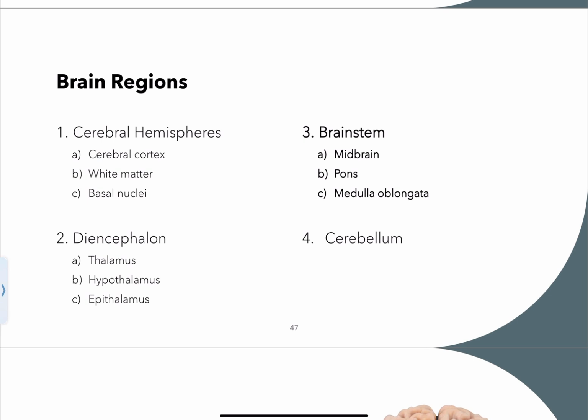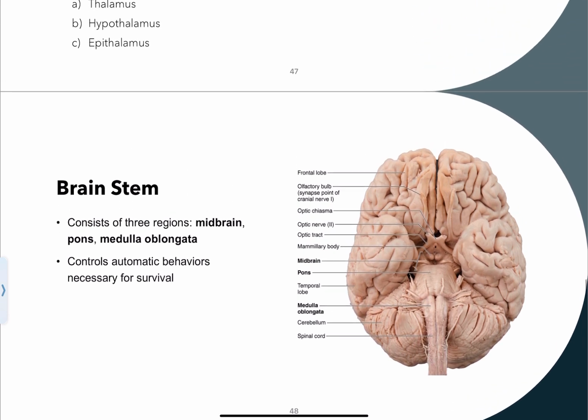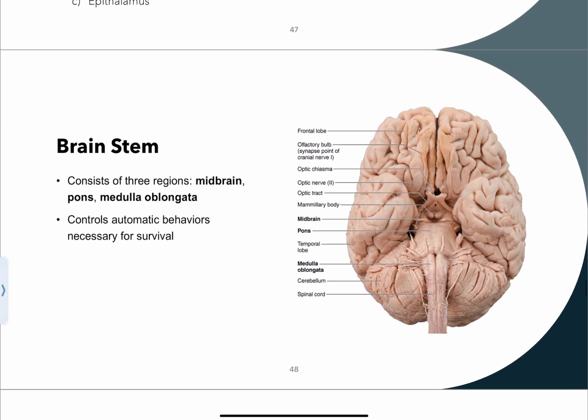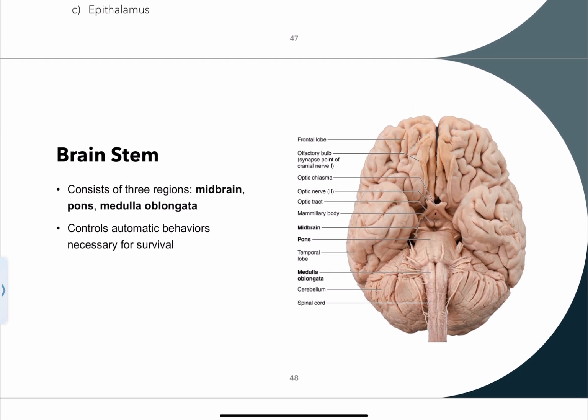Okay, so moving on to our section 4 and our third region of the brain, we're going to talk about the brainstem. The brainstem is going to consist of the midbrain, our pons, and the medulla oblongata. Again, we already talked about the three regions. In general, collectively, the brainstem is going to help control autonomic behaviors that are necessary for our survival. And then again, a reference for you because you will have to identify the location of these in lab.